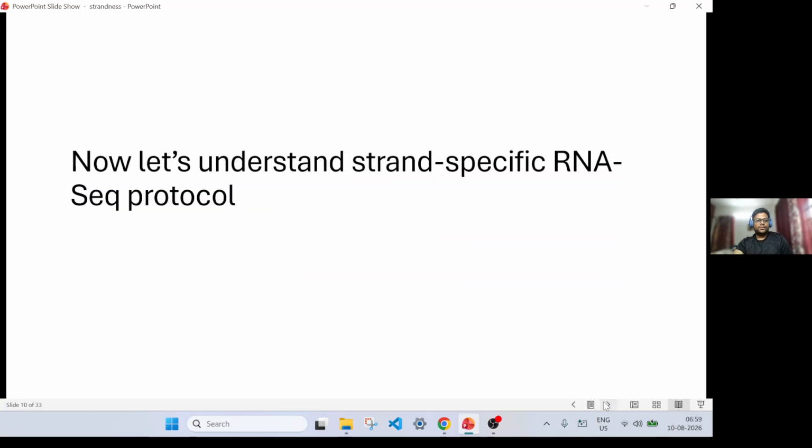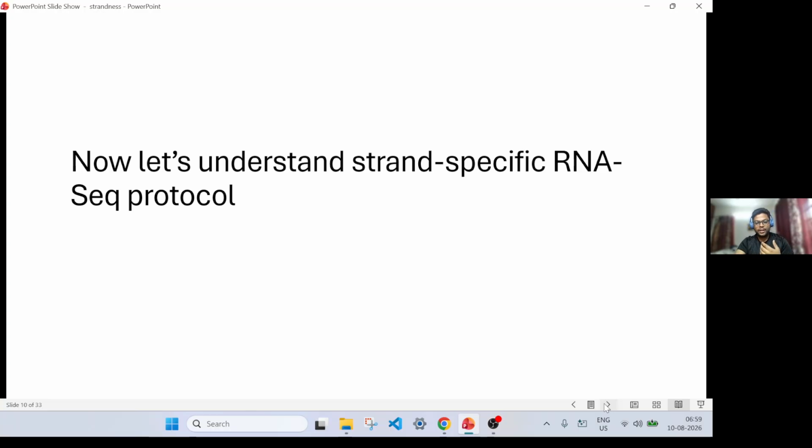Okay, so now let's understand the strand-specific RNA protocol. So far we got the RNA. Now we know that if a gene is on the positive strand, we get an mRNA, and if a gene is from the negative strand, we also get an mRNA. So now you take the mRNA, you are doing the transcriptomics, so you are doing the sequencing.